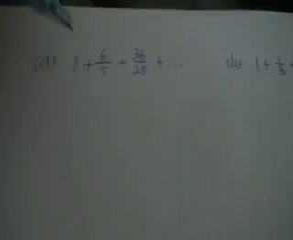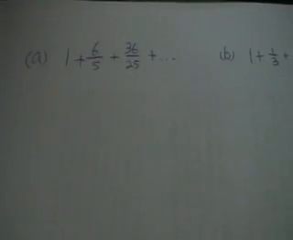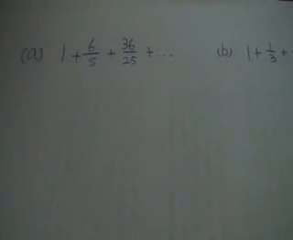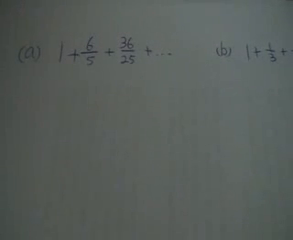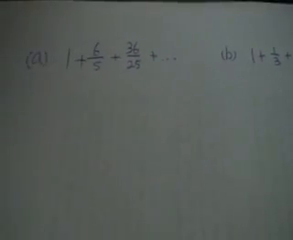To determine whether sum to infinity exists, what we need to do is to compute the common ratio and find the absolute value of that. Now if the absolute value is less than 1, then we can conclude that sum to infinity exists. So let's find out what R is.